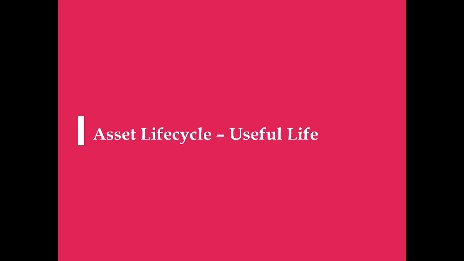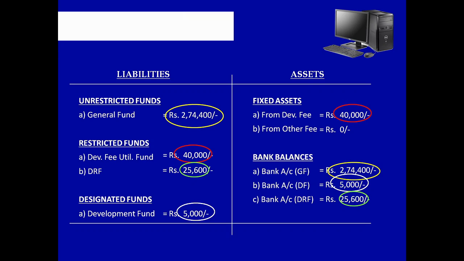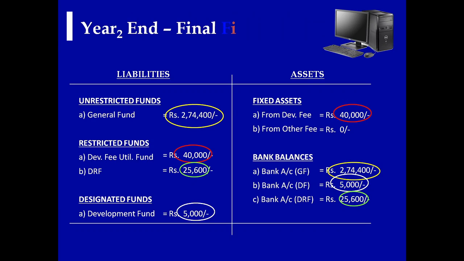We are already done with the first year of the asset, and now we are going to discuss how the asset looks like at the end of the second year and at the end of the third year. So first we look at the end of the second year figures, and we see here that again the general fund and its bank account match.